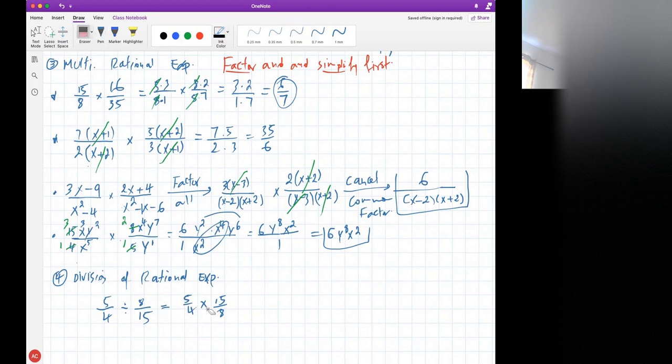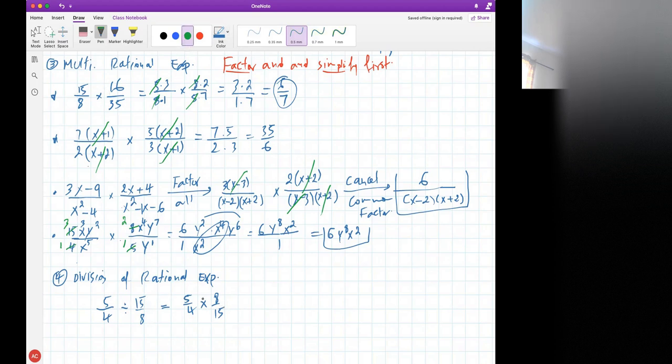Let me change the numbers a little bit. Let me flip this one, 15 over 8. You could, but we prefer to do it afterwards. So turn it into a multiplication first. So this turns into a multiplication, flip the second one, 8 over 15. Now you can reduce. That's why I suggest that you flip it first before cross multiplying. Flip it first to turn it into a multiplication, and again, all this applies.